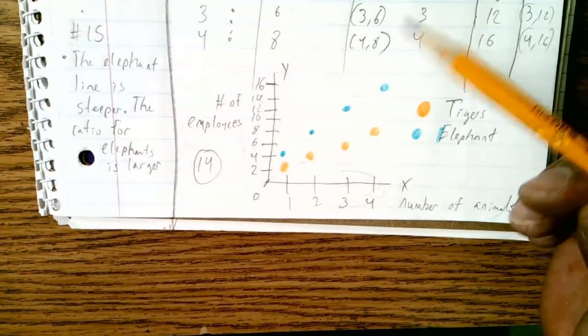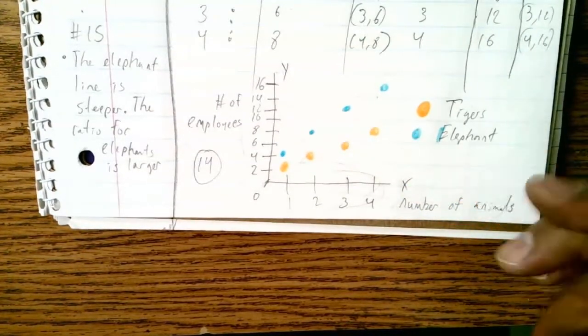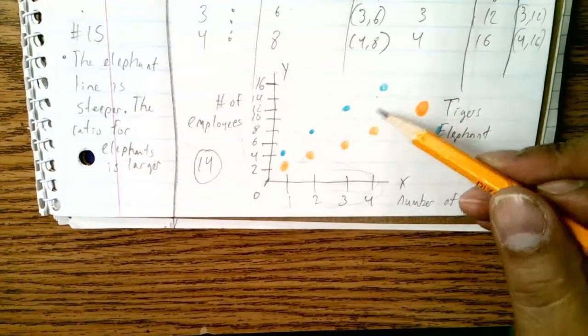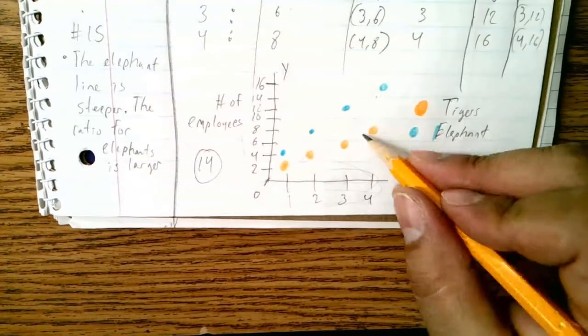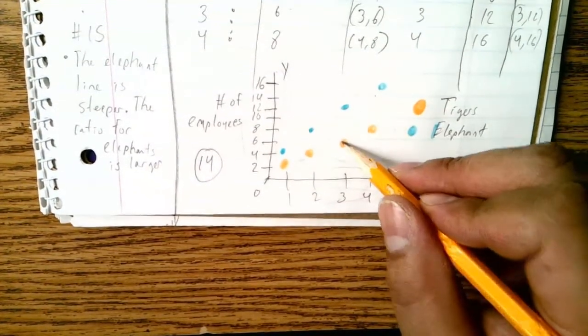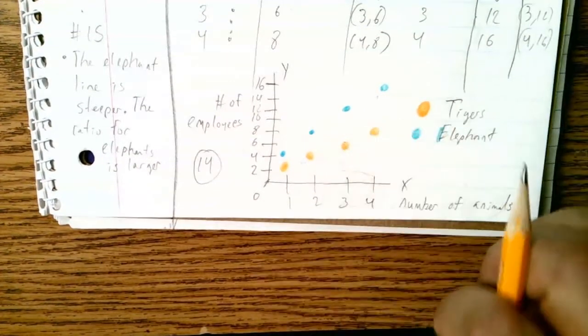What do you see? So again, first thing I saw, oh, the elephant line is steeper. Okay, that's one thing I can write. But what does that mean? It means the ratio for elephants to employees is bigger than the ratio for tigers to employees, however you want to say it.